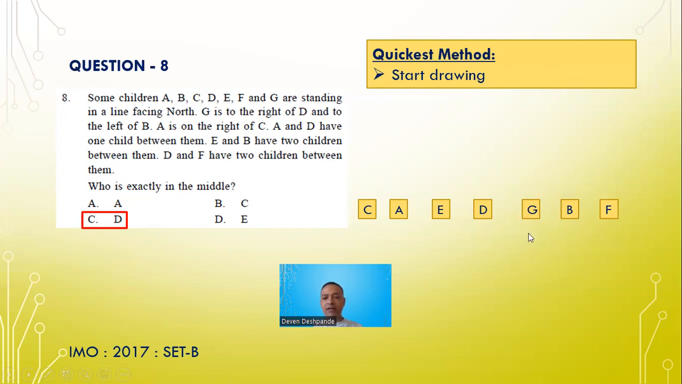So who is exactly in the middle? D is exactly in the middle.